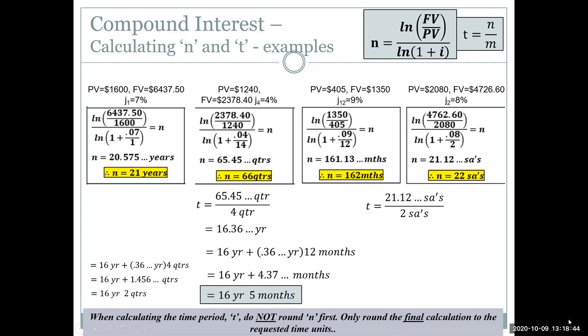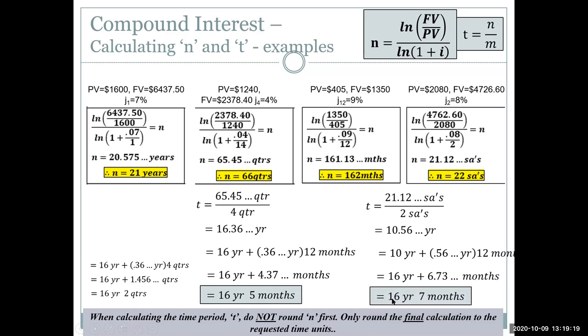Let's take a look at the last example here, the 21.12 semi-annuals. We've got the 21.12 with all the decimal semi-annuals. There's 2 semi-annuals per year, so that's 10.56 years. Again, maybe we want to change that to months. So that's 10 years plus 0.56 years. Change it to months, 0.56 times 12 months. So that would be 10 years plus 6.73 with all the decimal months, or 10 years and, rounding up, 7 months. Let's keep going.